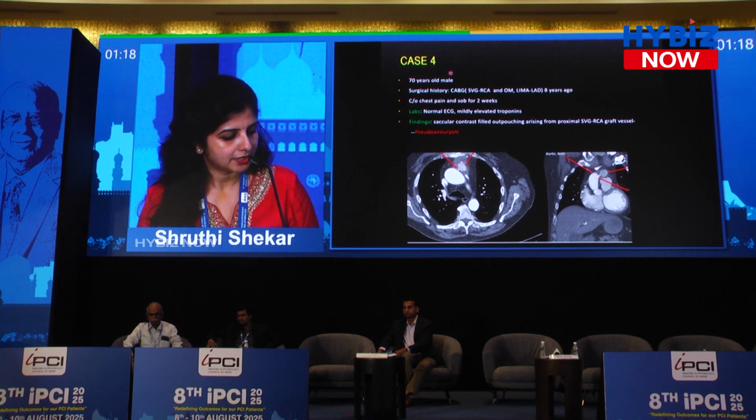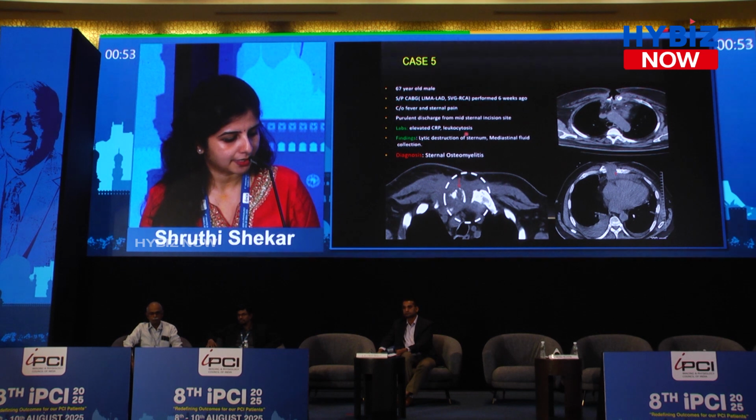There's another case, a 70-year-old gentleman, status post CABG 8 years ago, presented with chest pain and SOB for 2 weeks. ECG was normal with mildly elevated troponins. CT was asked for to know the cause for the chest pain. Here we are seeing a saccular contrast-filled outpouching that is arising from the SVG graft. This was a case of pseudoaneurysm from the graft that we could easily pick up on CT.